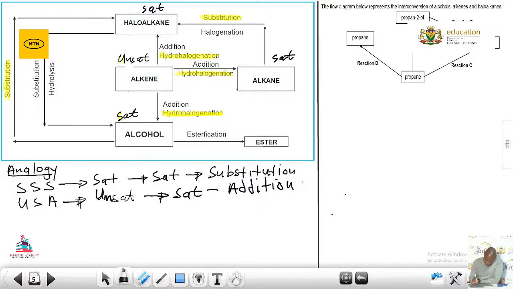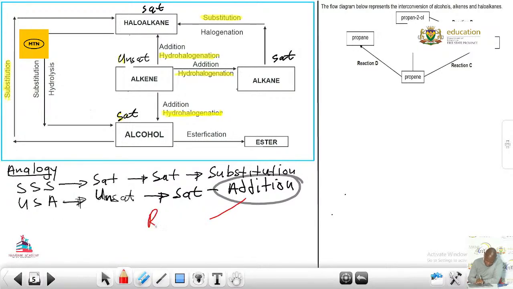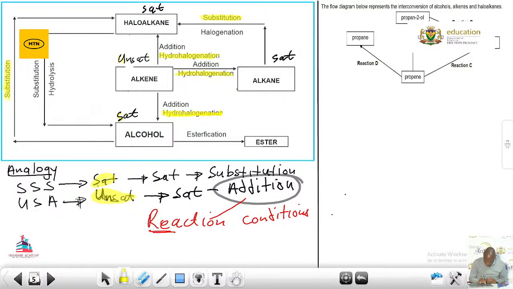So with addition come reaction conditions. We should not omit reaction conditions. Reaction conditions are very, very important. They are a guideline of what to look for, of the things that the examiner will give as hints about what type of addition it is. But before the reaction conditions, the examiner will tell us something about the saturation. Is it saturated? Is it unsaturated? From that, we can easily know that the reaction is going to be addition. The possible question will be, give the reaction conditions.